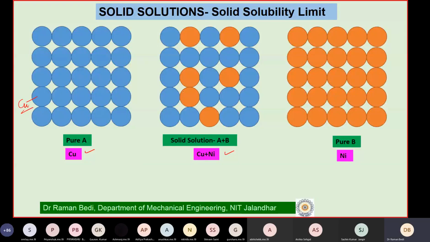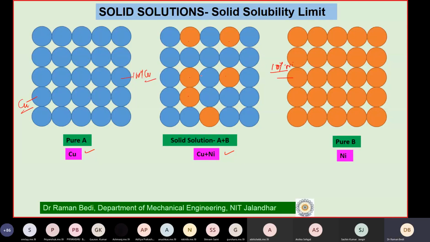We say that when you start putting nickel into it, it is not going into the interstitial sites, it is occupying the lattice points. And it may be possible that this may be 100% nickel, and this is 100% copper.